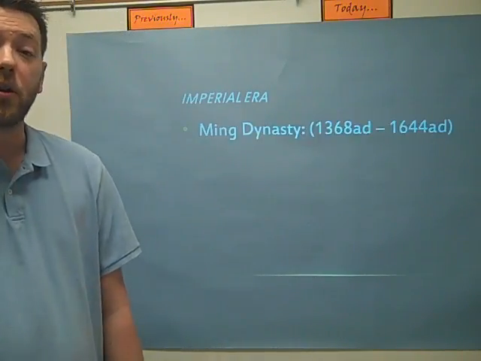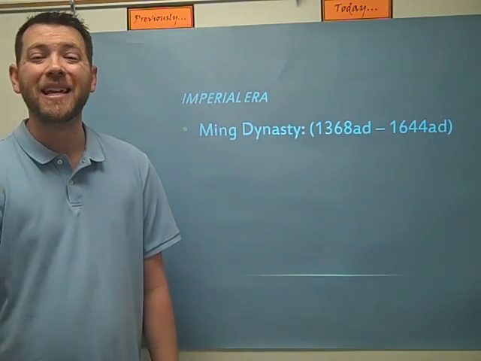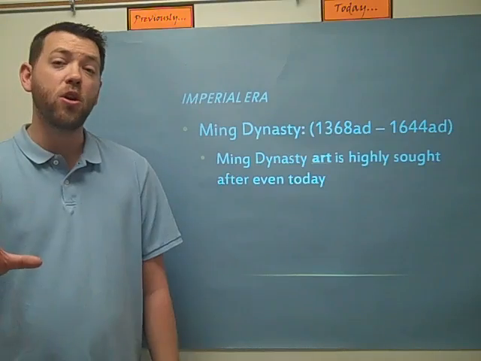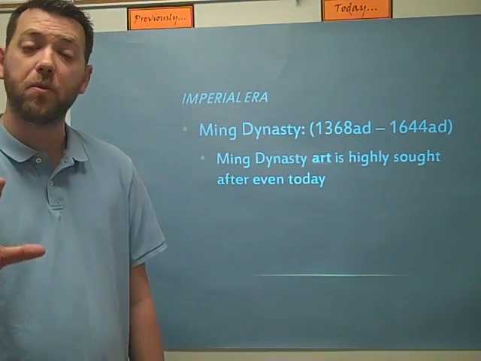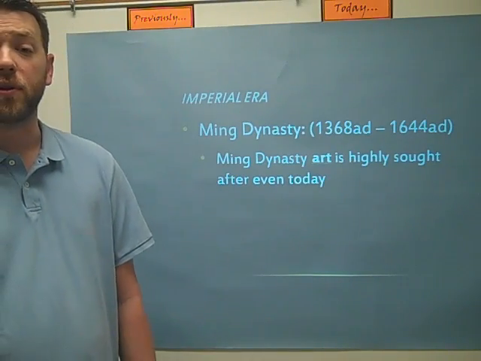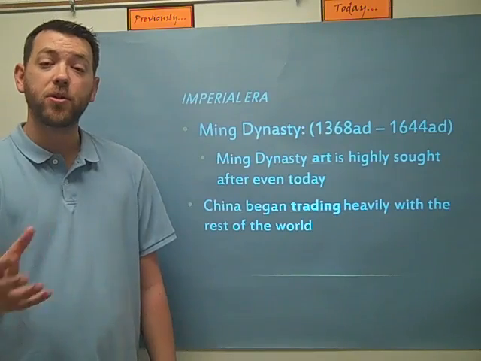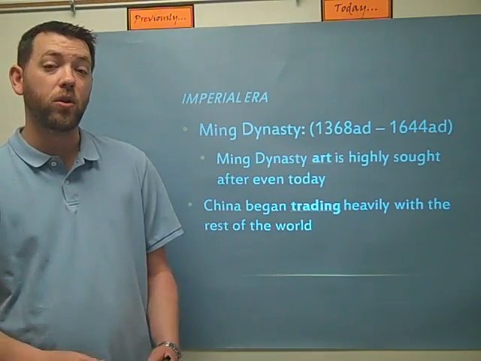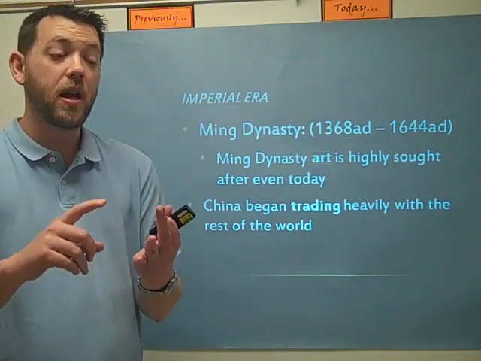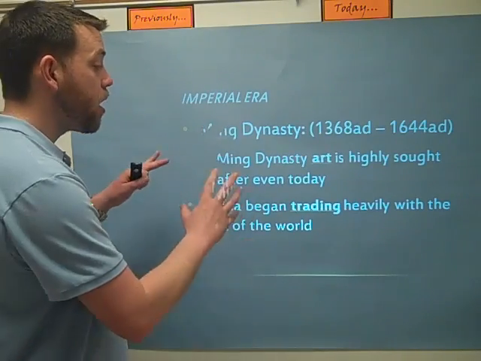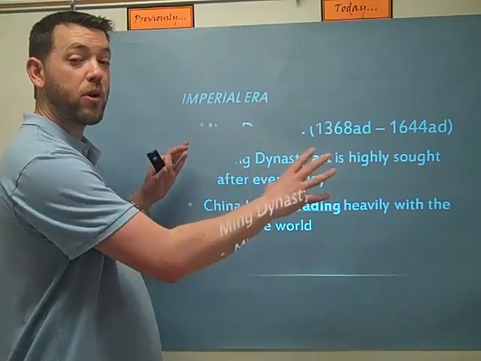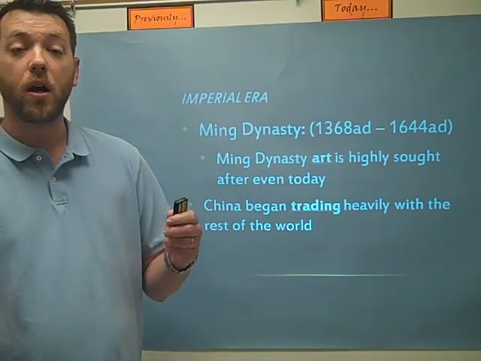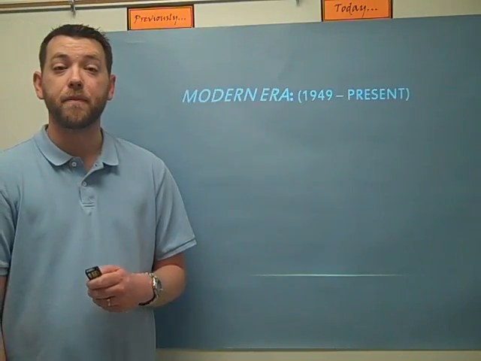Let's talk about the Imperial Era. We begin with the Ming Dynasty in around 1350. The Ming Dynasty is known for their art, and the way they presented their art was just beautiful. China began trading heavily during this Imperial Era with the rest of the world. This is when ships and the Silk Road were starting to make travel easier, and trading became a huge economic boost for China.